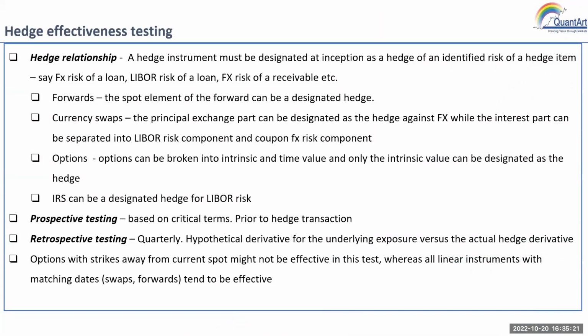Hedge relationship. So what you do typically is you designate all your hedges into relationships. Now you have to create documentation. Every hedge that you do, you have to recognize the hedged item, which is the underlying exposure that you have, based on which you then designate the hedge instrument, and then you create a hedge relationship number. Every hedge should have a relationship number.